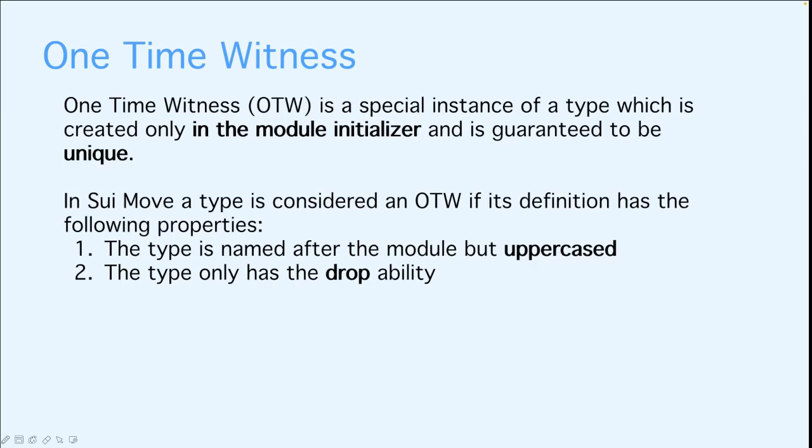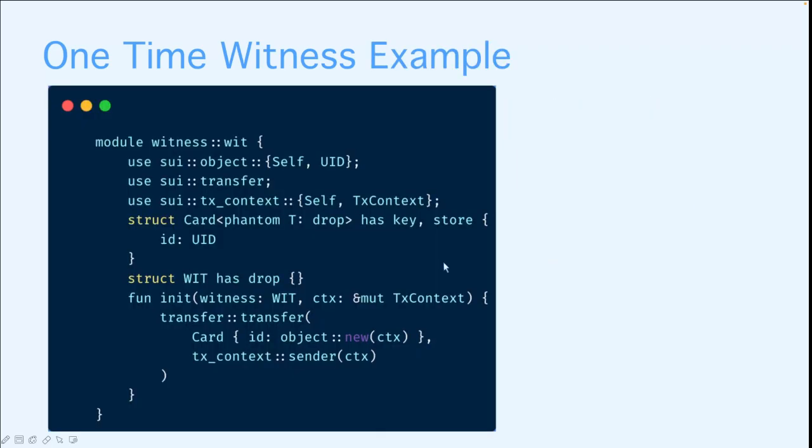A one-time witness is a special instance of a type which is created only in the module initializer and is guaranteed to be unique. In Sui Move, a type is considered a one-time witness if the definition has the following properties. The type is named after the module but uppercased. The type only has a drop ability. So this is a one-time witness example. We can find that the witness matches the two properties we just mentioned, and it is created in the initializer function.